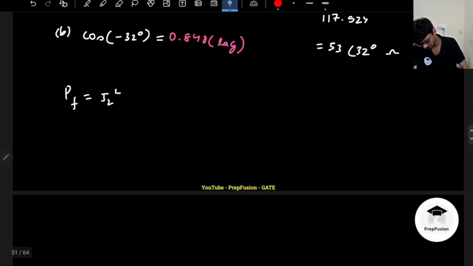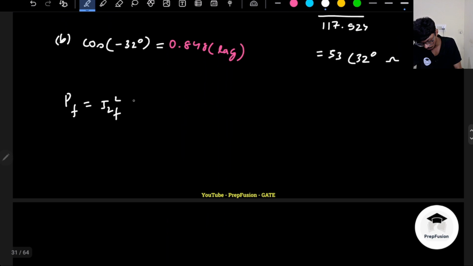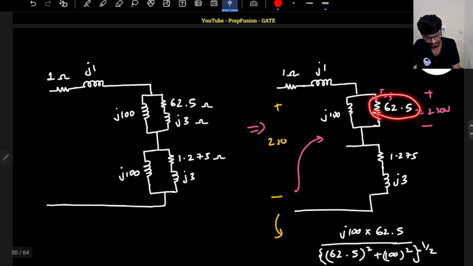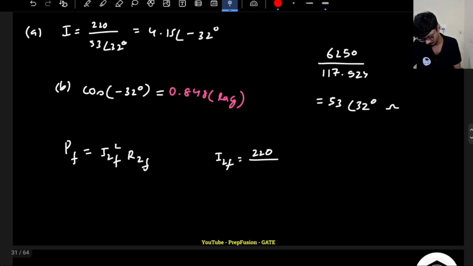I2F will be what? So I2F whole square into R2F, right? I know my I2F will be simply V, 220, divided by this resistance, whatever resistance it is providing, 62.5 at running condition. So it is providing 62.5.